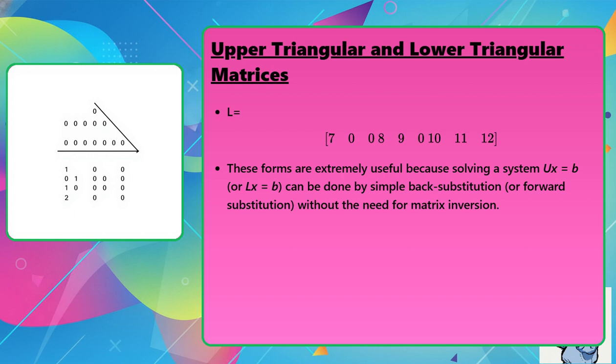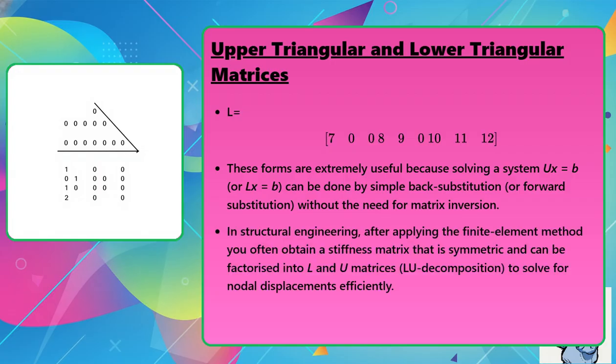These forms are extremely useful because solving a system UX equals B or LX equals B can be done by simple back substitution or forward substitution without the need for matrix inversion. In structural engineering, after applying the finite element method, you often obtain a stiffness matrix that is symmetric and can be factorized into L and U matrices, LU decomposition, to solve for nodal displacements efficiently.